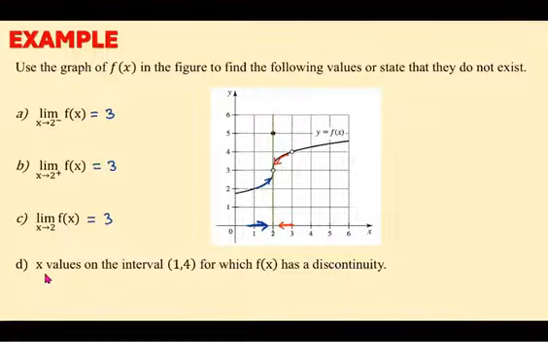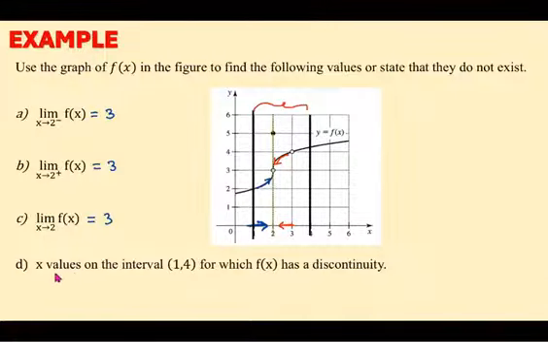Now let's go to D. We have to find the x values on the interval from 1 through 4. So in this one, we are looking for the interval from 1 up to 4, from x equal to 1 to x equal to 4. That is my interval of interest. So I'm just looking here.